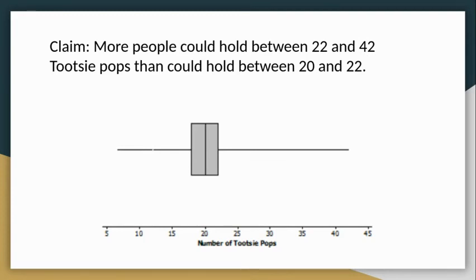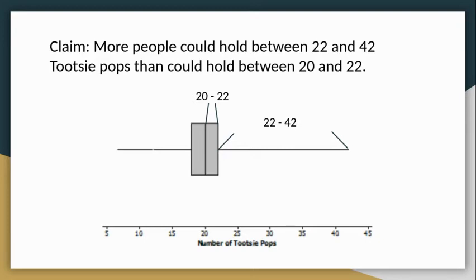Consider this statement. More people could hold between 22 and 42 Tootsie Pops than can hold between 20 and 22. Is this statement true? The people who could hold anywhere between 20 to 22 Tootsie Pops are between the median and third quartile, while the people who could hold between 22 and 42 are represented between the third quartile and the maximum point.